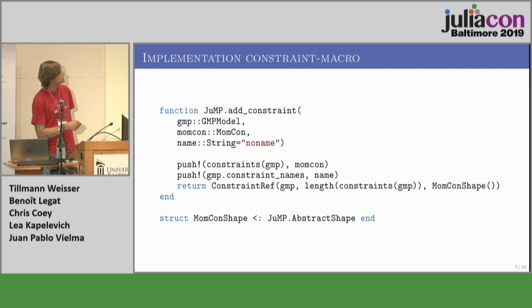And basically, what I'm doing is I push the moment constraint to the end of the constraints of JuMP, and I push the name to the end of the constraint names, and then the function returns a constraint ref to this constraint, and it says that it has the moment con shape, and this moment con shape is only an abstract type, a subtype of an abstract shape.